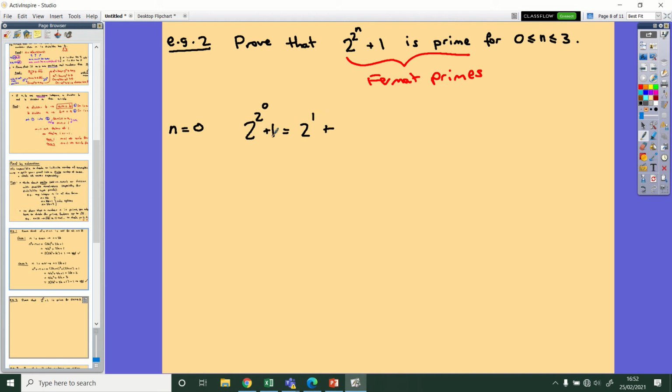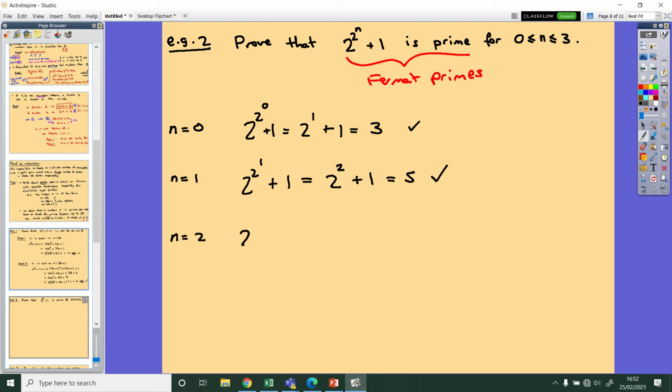So this is 2 to the power, and then 2 to the 0 is 1. Oh, I've got the plus 1. There you go. 2 plus 1 plus 1. That's 2 plus 1 is 3, and 3 is prime. So that one is checked, and it works. Okay, now n is 1. We've got 2 to the 2 to the 1 plus 1. That's 2 to the 1 at the top is 2 squared plus 1. 4 plus 1 is 5, and that's prime again.